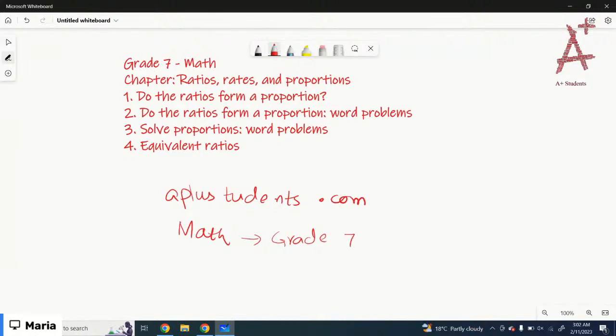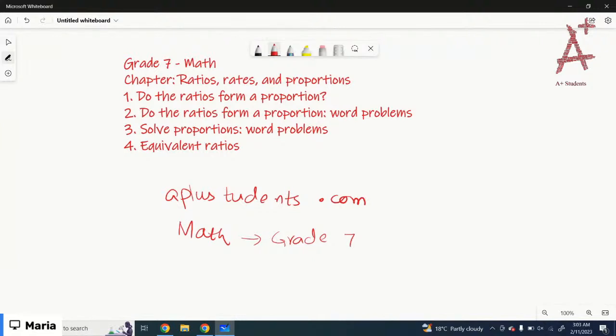So we're going to start with the chapter ratios, rates and proportions. Here is the list of the lessons we are going to cover today. They are: do the ratios form a proportion, do the ratios form a proportion word problems, solve proportions word problems, and then we'll do equivalent ratios. So please make sure before starting the lesson you have your notebook and pencil so that you can note down the important examples and definitions as well.